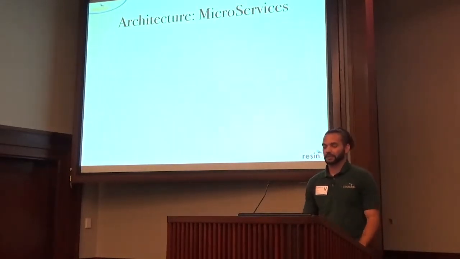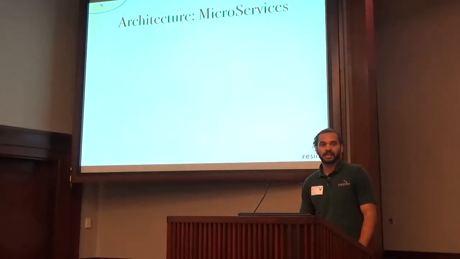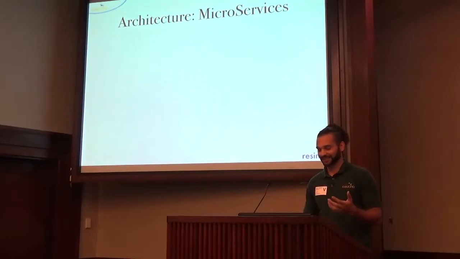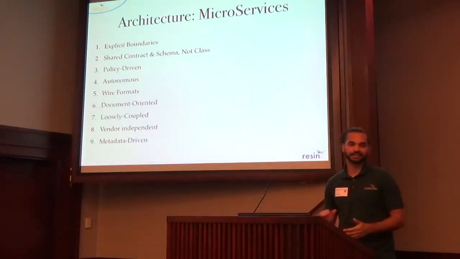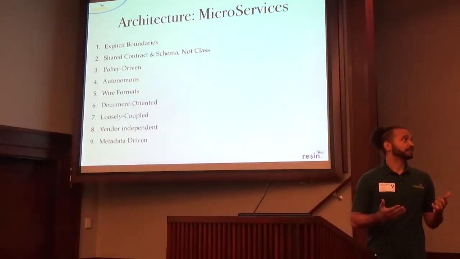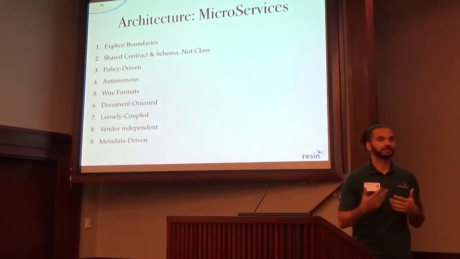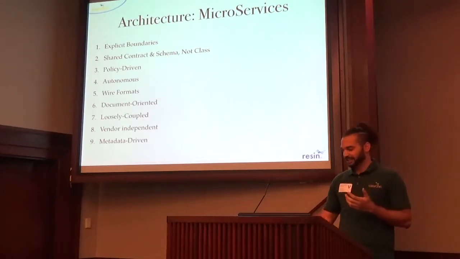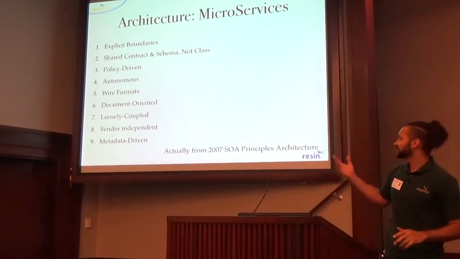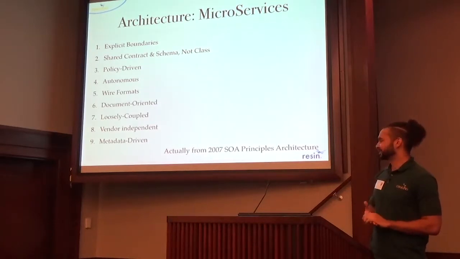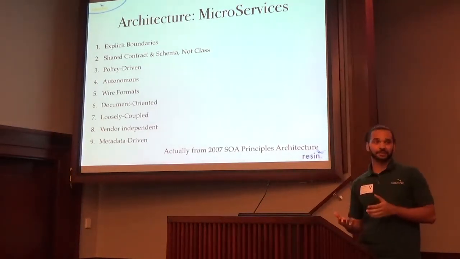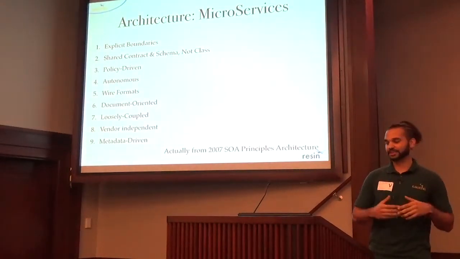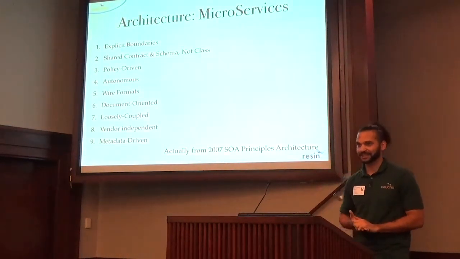Okay, so moving forward here to architectures that have been taught to death, I think we talk about microservices. So just to take a look at them: explicit boundaries, autonomous, so they should be able to recover by themselves, loosely coupled, metadata-driven. And actually what we find is that these principles are from a 2007 SOA principles architecture, right? So a lot of the words that are described today in terms of microservices are the same exact words that were used to describe SOA.